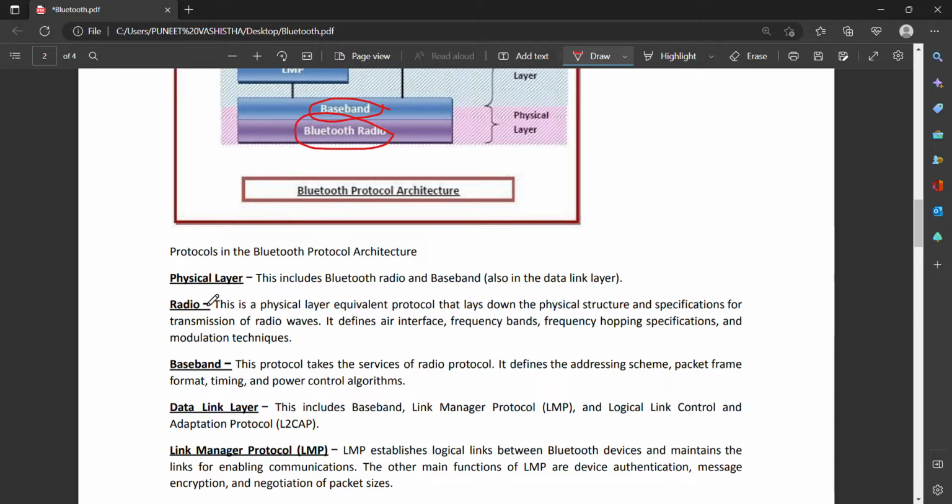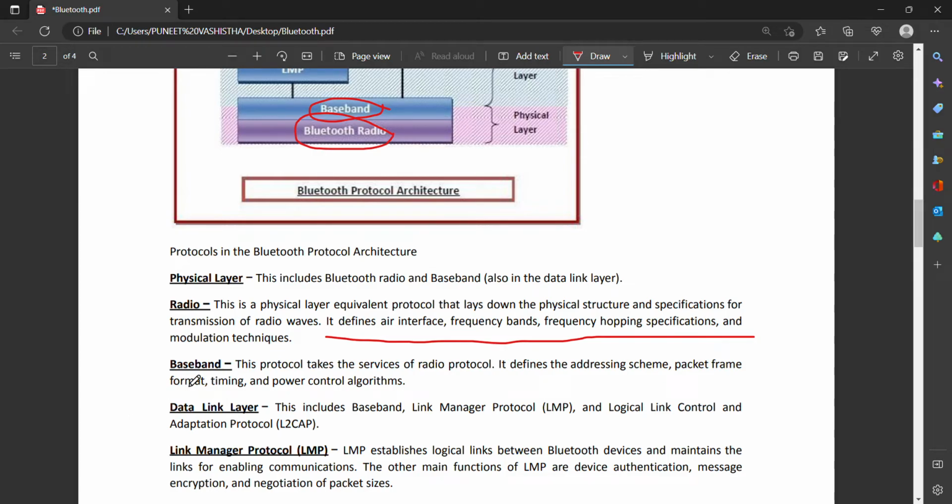Now we must know what radio is. Radio is a physical layer equivalent protocol that lays down the physical structure and specifications of transmission of radio waves. It defines air interference, frequency bands, frequency hopping specifications, and modulation techniques, right? So it is a kind of layer which generally lays down the basic structure for the Bluetooth, or for the transmission of the radio waves, right? As the name mentions, Bluetooth radio, that means radio waves are decided by this radio layer, right?